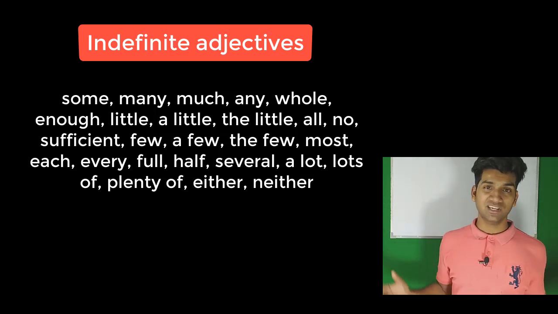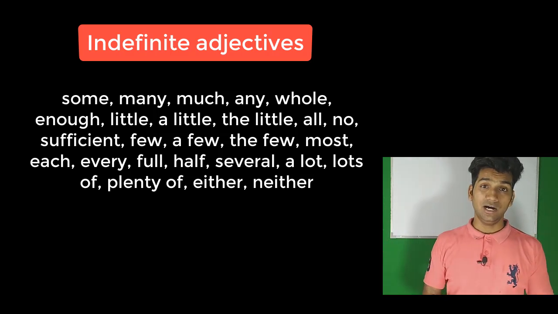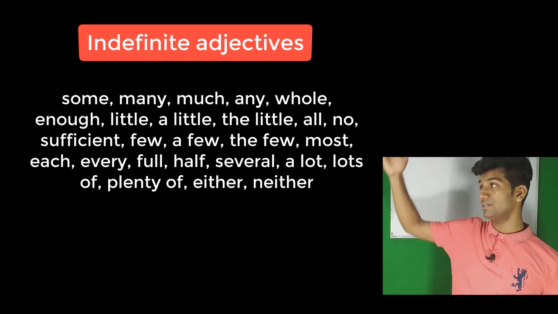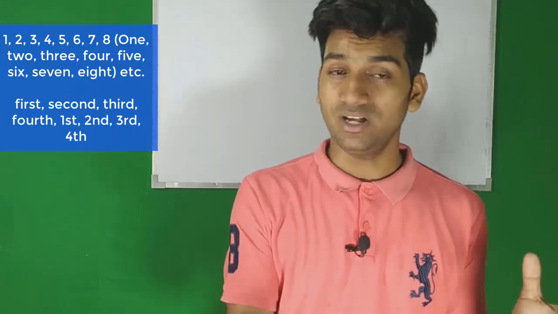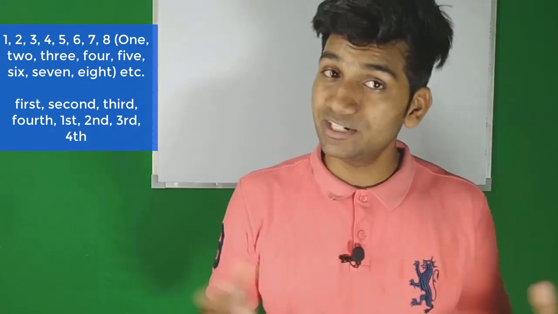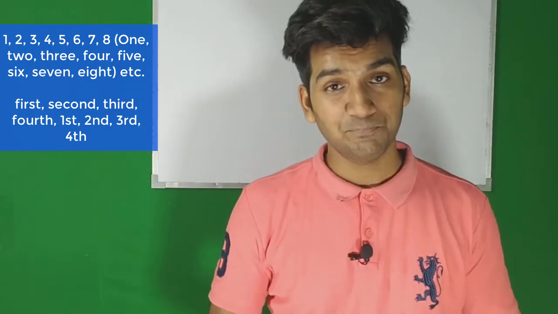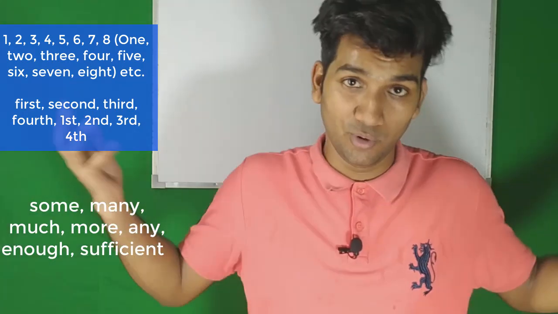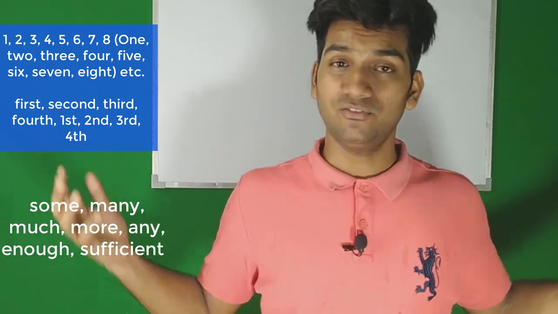Alright. Here's the complete list of indefinite adjectives: some, any, many, much, enough, right? You can refer to this list. So a quantitative adjective simply modifies a noun by giving a number. That could be a fixed number like 1, 2, 3, 4, 1st, 2nd, 3rd, 4th, or it could be an indefinite number like some, many, much, more, any, enough, sufficient.